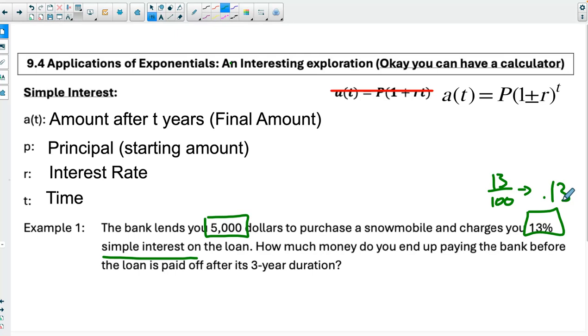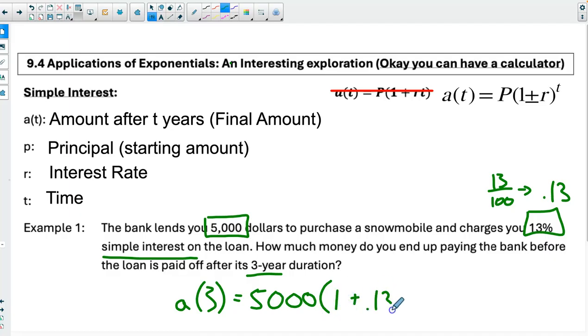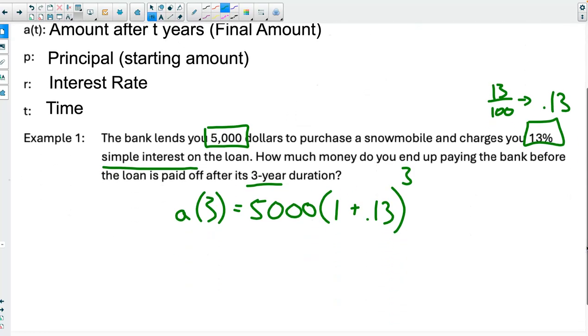And then we're looking at how long we are actually doing this, and that would be for 3 years. So let's just fill out our formula quick. I'm going to have A of 3 is equal to 5,000 times 1 plus 0.13 to the third power. Now I don't need you to write it like that. I'd be actually okay if instead you wrote it like this.